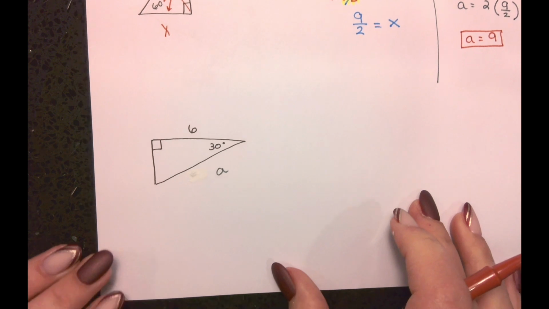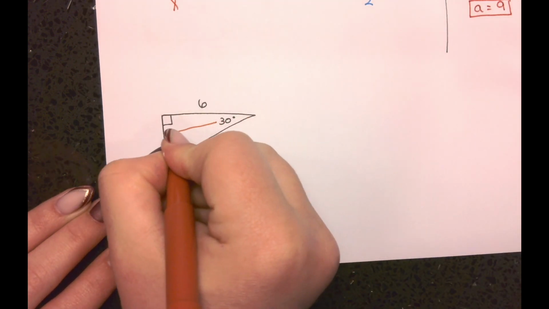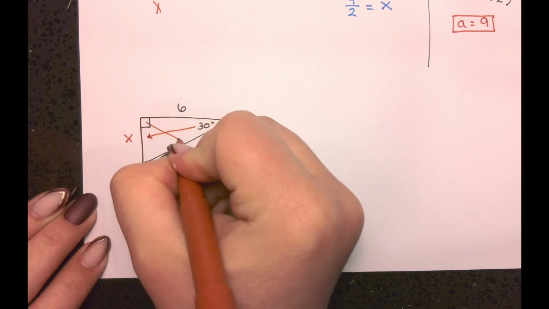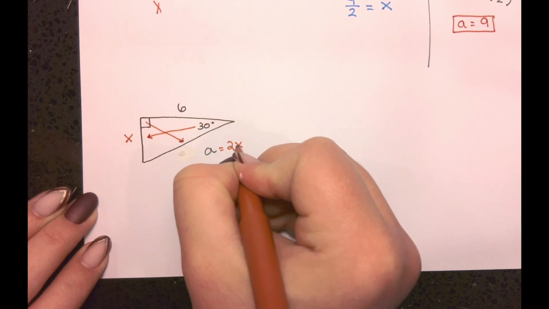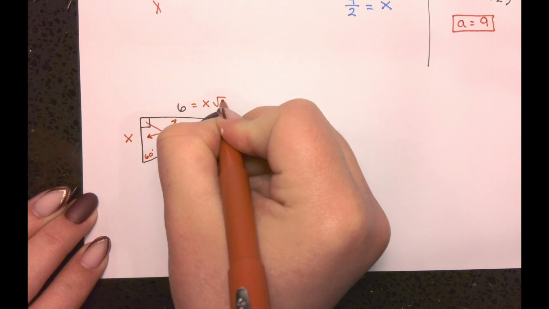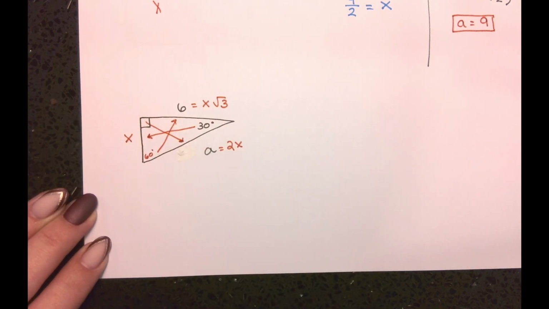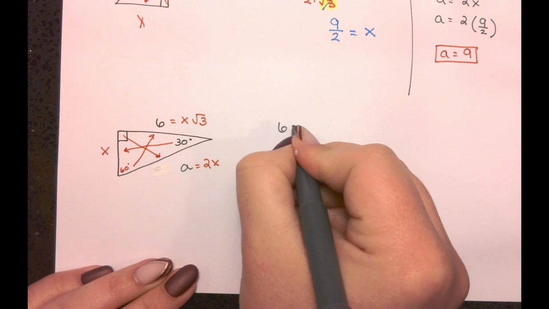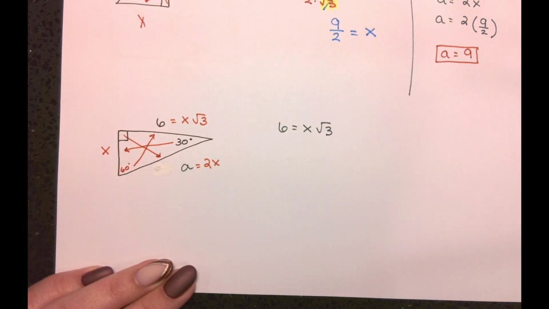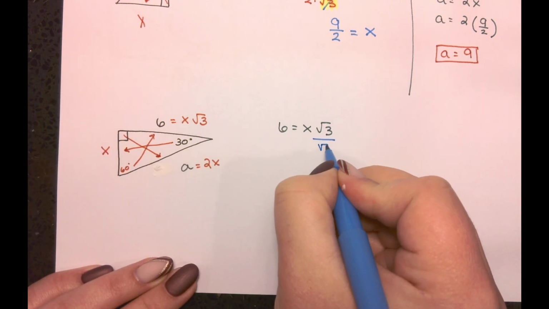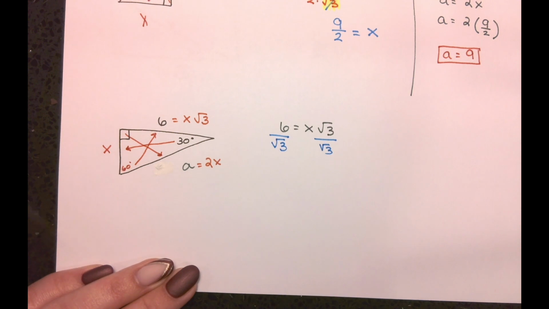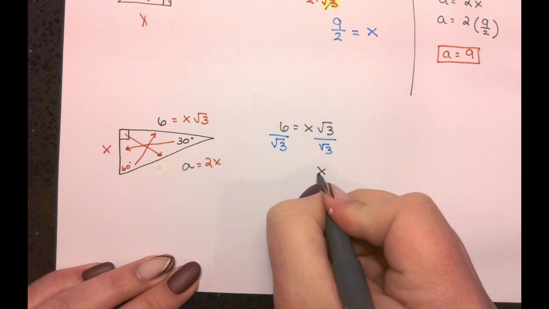Okay, let's go again. Across the street from 30 is your X. Across the street from 90 is your 2X. And across the street from 60 is your X root 3. Set up your mini equation. Simplify and solve for X. Now this one we will need to rationalize the denominator.